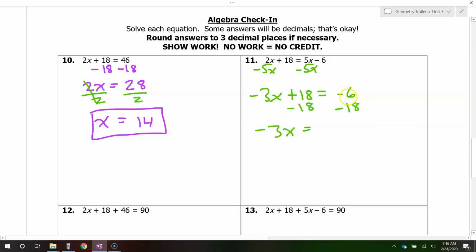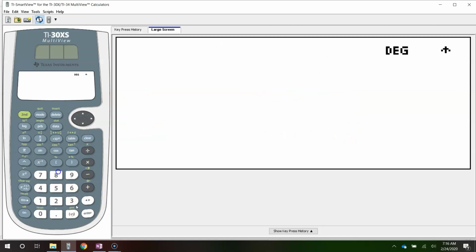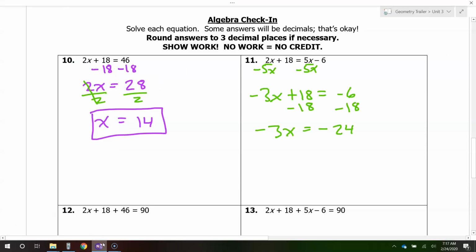Okay, we have a negative and a negative, so we're just going to add these up, and it'll just be a bigger negative. So negative 6 plus negative 18 is negative 24. If you really had to do this on a calculator, it'd be negative 6 minus 18. But hopefully you don't need a calculator for that. And then the last step is to divide both sides by negative 3. That gets x by itself, and x is equal to positive 8.